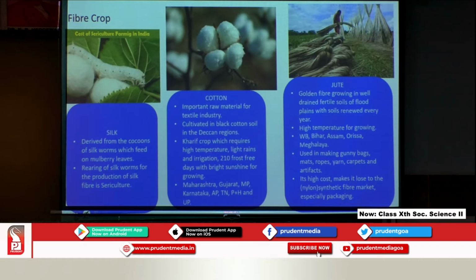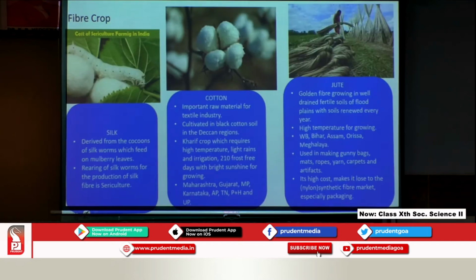Kindly excuse me for writing short forms here, but I couldn't fit it into the slide. So, Maharashtra and Gujarat are leading states in the country where cotton is grown. Besides that, you have it in MP, Madhya Pradesh, Karnataka, Andhra Pradesh, Tamil Nadu, Punjab, Haryana and Uttar Pradesh.